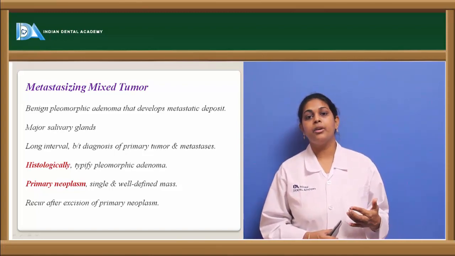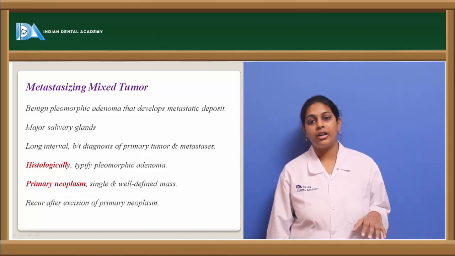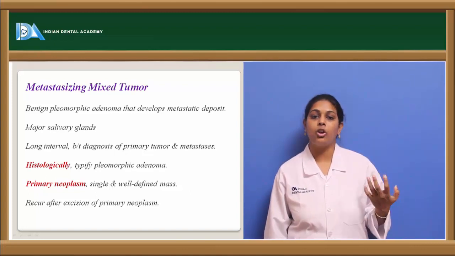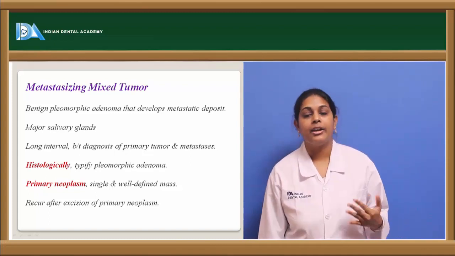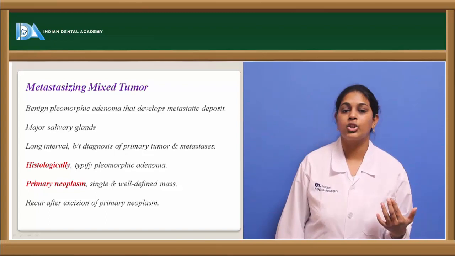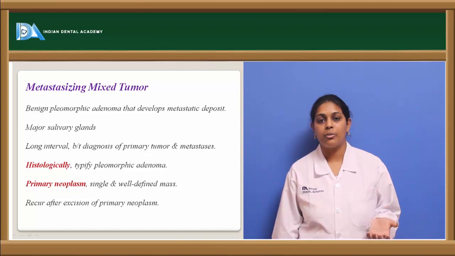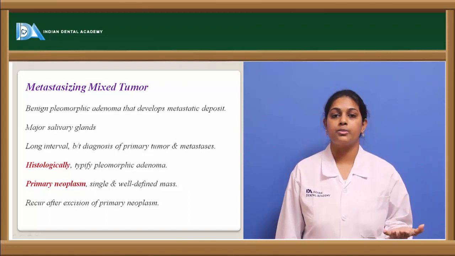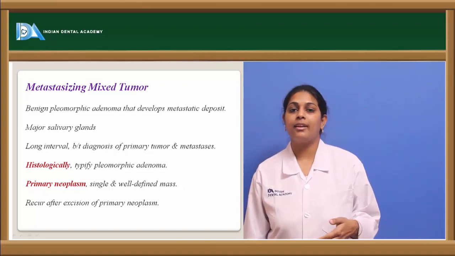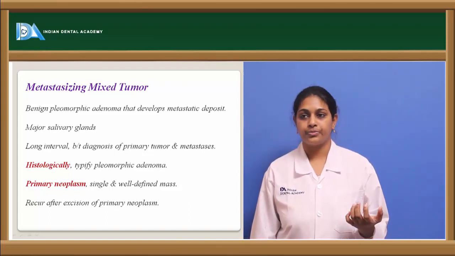So these typical features of pleomorphic adenoma can be seen histologically. The primary neoplasm, in the beginning stage, is a solitary well-defined single mass, but later it might progress and become lobulated or multilobulated, giving a bosselated-like appearance. Coming to the prognosis, there is usually wide recurrence even after excision of the primary neoplasm, similar to pleomorphic adenoma. Since pleomorphic adenoma shows increased recurrence, similarly in metastasizing mixed tumor, there is wide recurrence occurring in these patients.